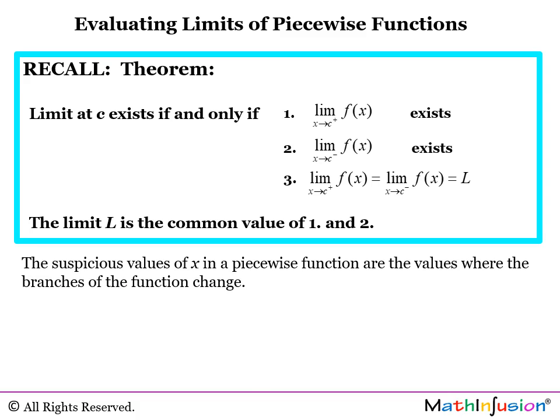We now like to evaluate limits of piecewise functions, and we are going to use this theorem a lot. Because the suspicious values of x in a piecewise function are the values where the branches of the function change. And that's why we always will have to check the limit of a function at the suspicious points of the piecewise function.